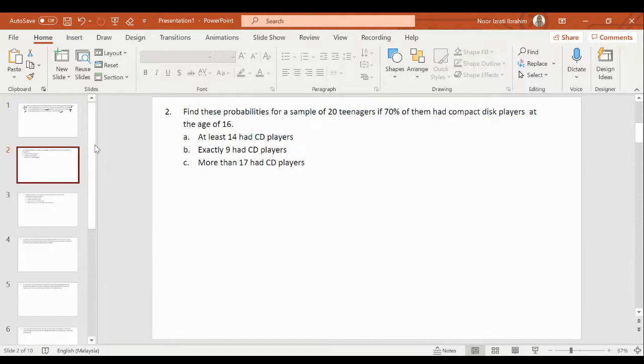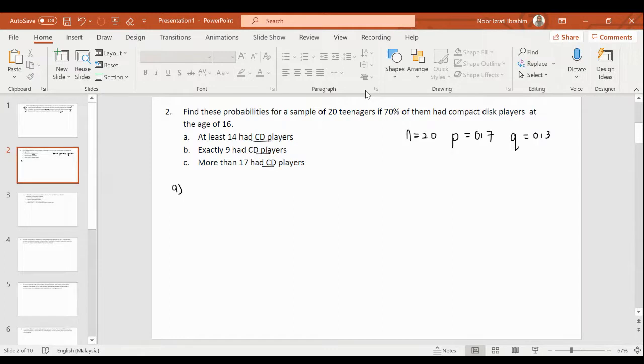Number 2, find the probability for a sample of 20 teenagers if 70% of them had a CD player at the age of 16. For A, at least 14 had CD players. B, exactly 9 had CD players. C, more than 17 had CD players. So we have n equals 20, p equals 0.7, and q equals 0.3. The success is having a CD player.